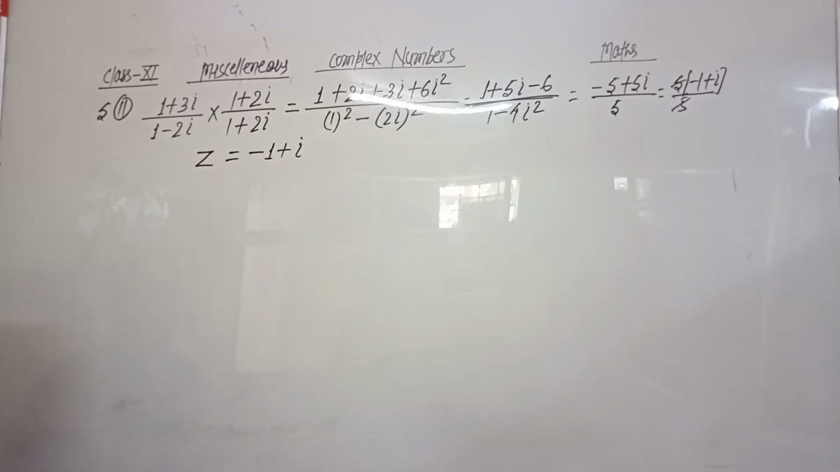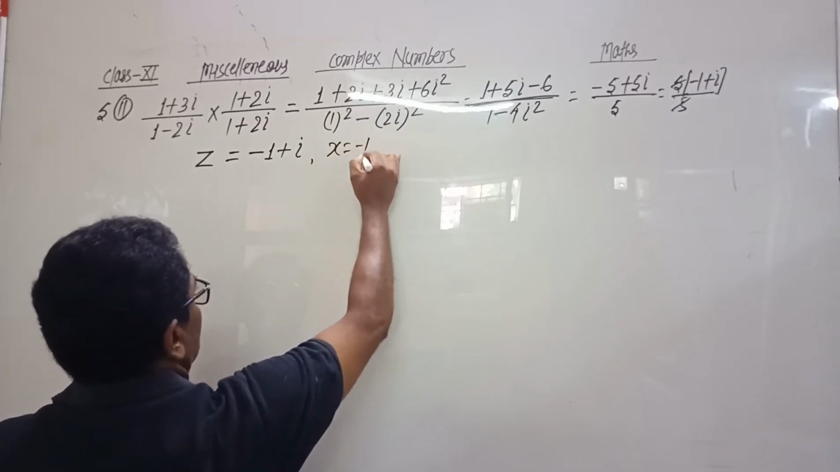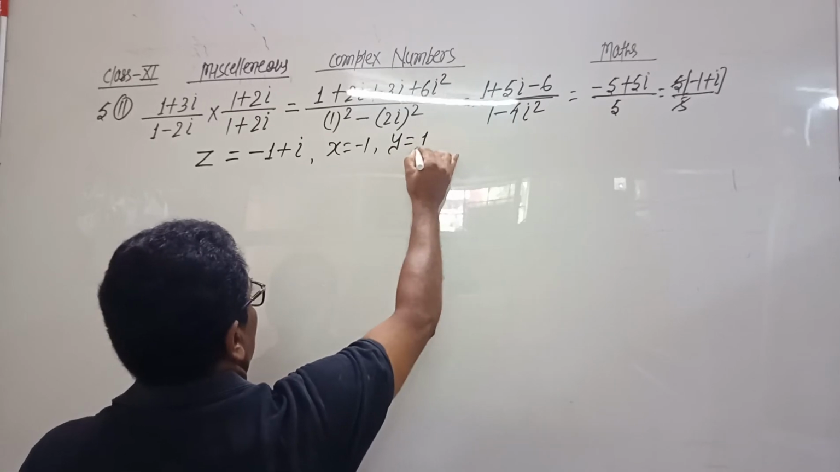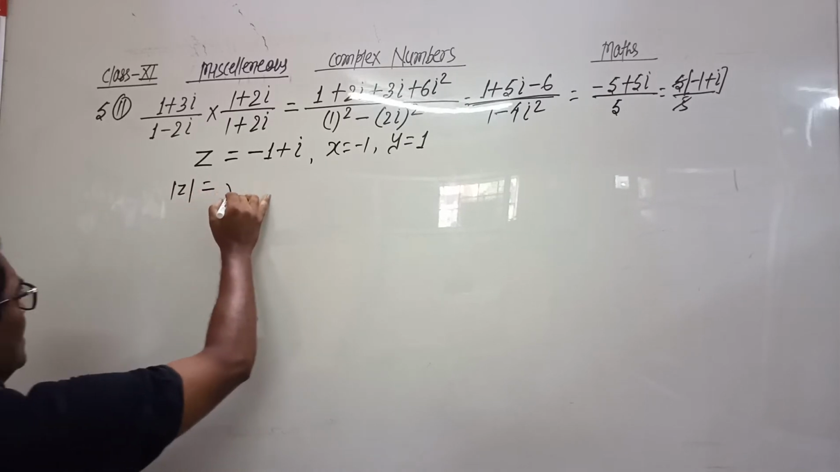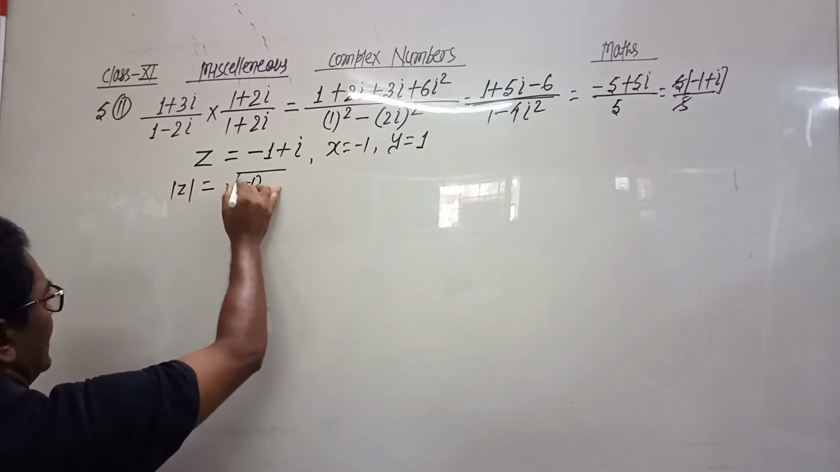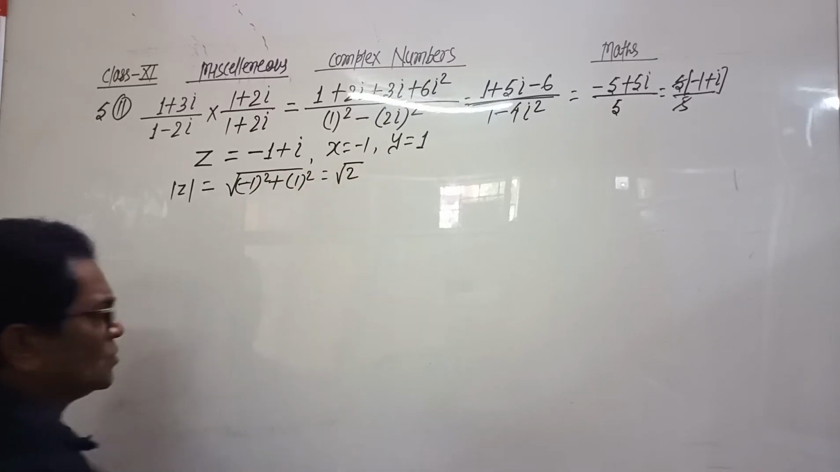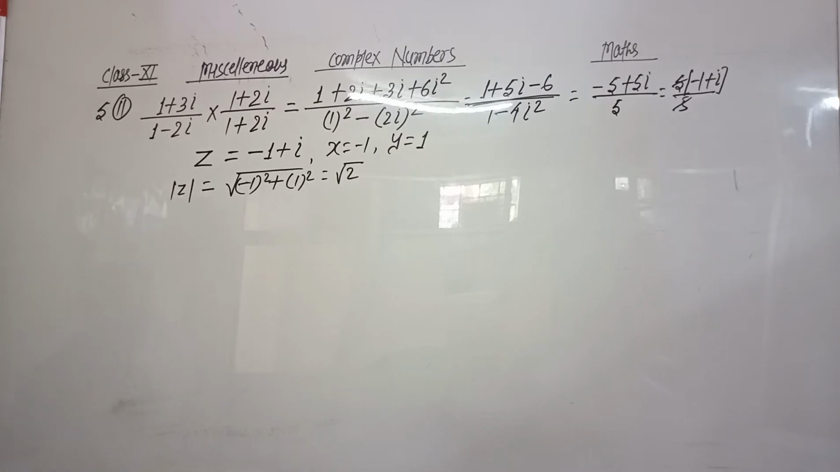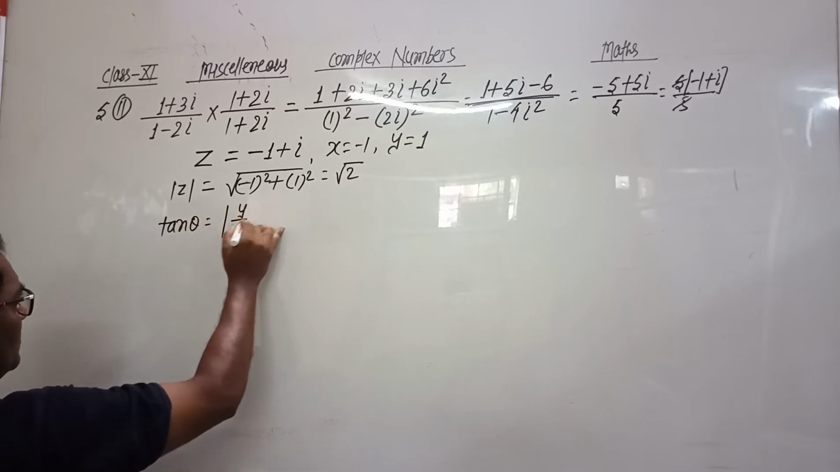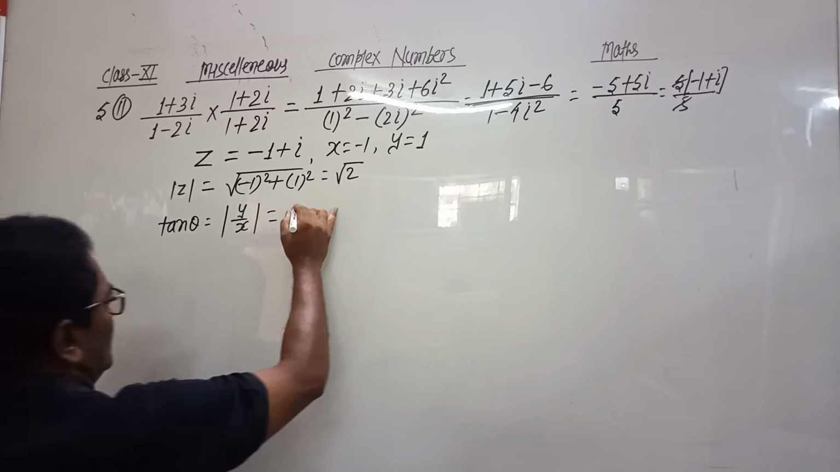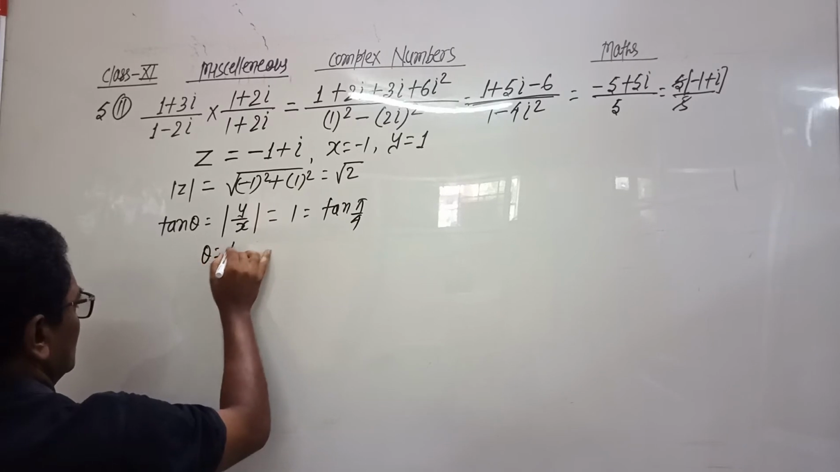Now we have to express this in the polar form. So the value of x, the real part, is minus 1, and the value of y, the imaginary part, is 1. We find the modulus of z, the square root of real part square plus imaginary part square. We get root 2. Then we find the argument. So tan theta equals mod value of y by x, which is 1, meaning tan pi by 4, and theta equals pi by 4.